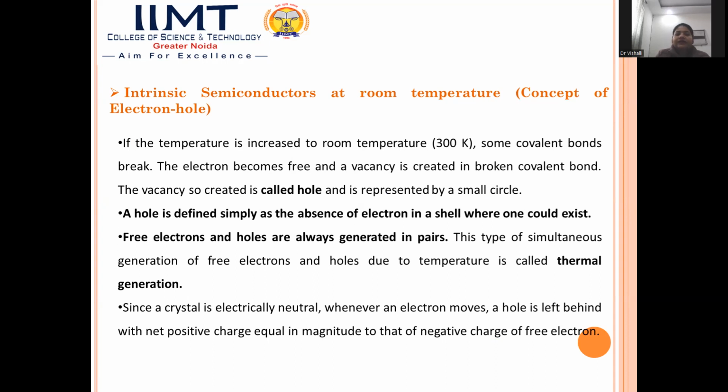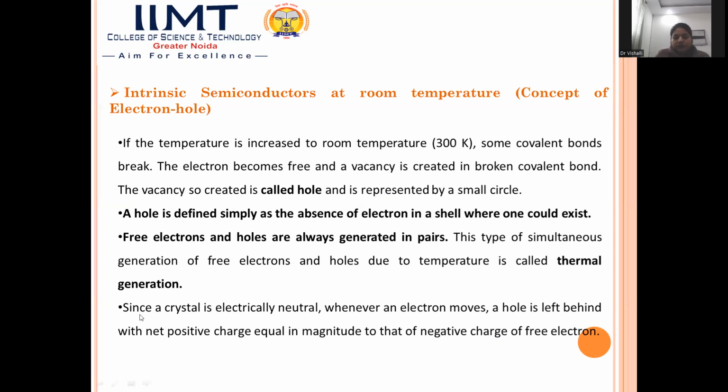Now, these free electrons and holes, as I have told earlier also, are always generated in pairs. Once the electron leaves the place, only then the hole will be generated. So free electrons and holes are always generated in pairs. This type of generation, due to the increase in the temperature, is called thermal generation.